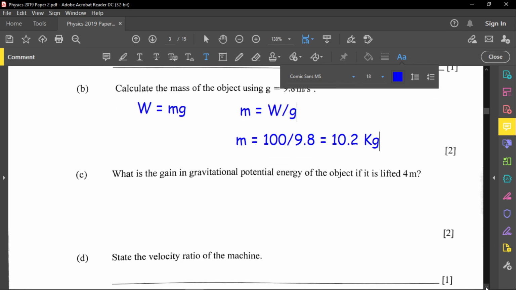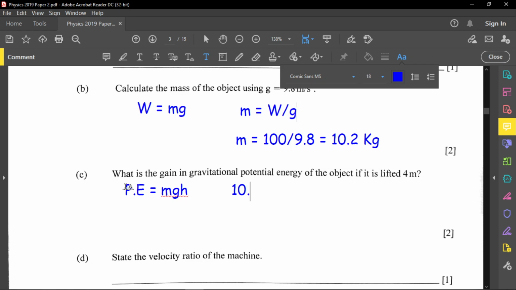In part C, it said, what is the gain of gravitational potential energy of the object if it is lifted 4 meters? So if you're lifting the object 4 meters, what you need to know is that to find gravitational potential energy, which is PE, the potential energy, this is equal to mass times gravity times what? Height. That's the most important thing to remember. So mass times gravity times height. And so what is our mass? We calculated it to be 10.2 up top right there.